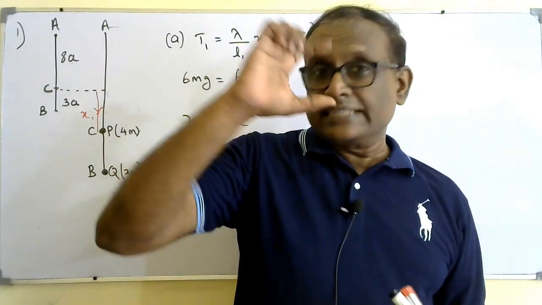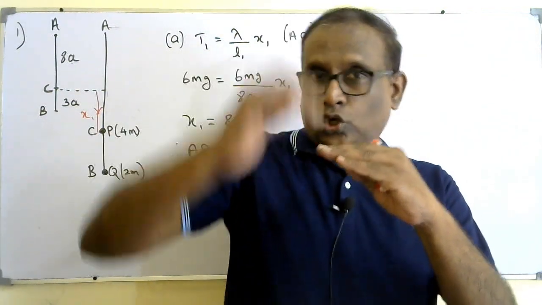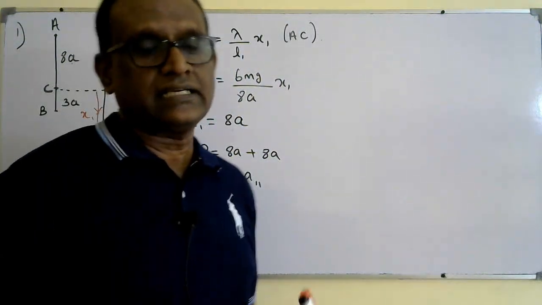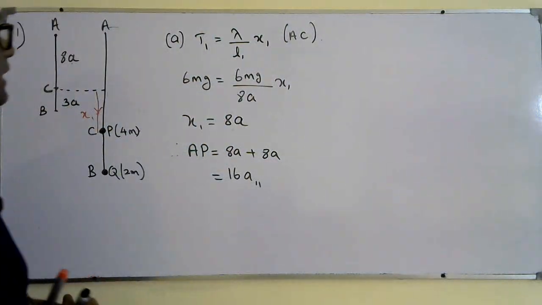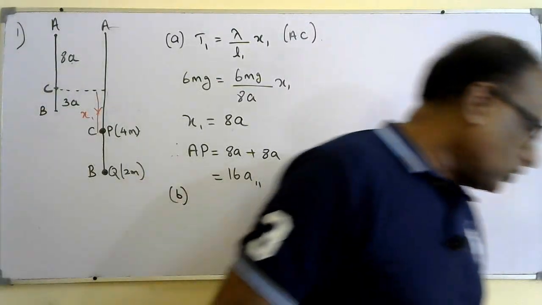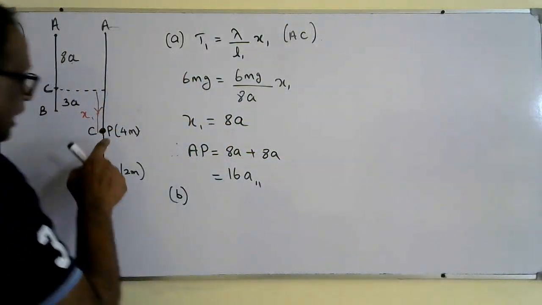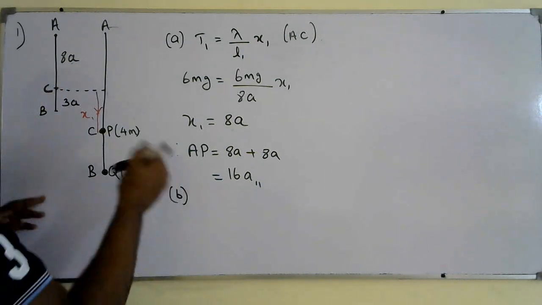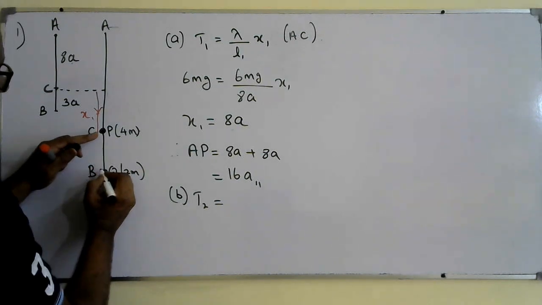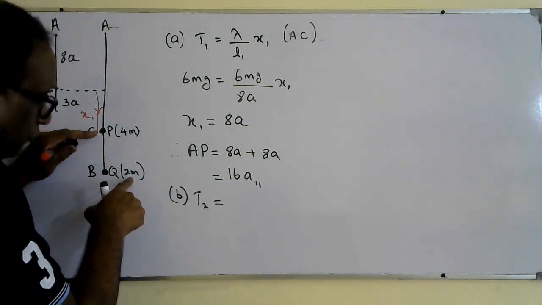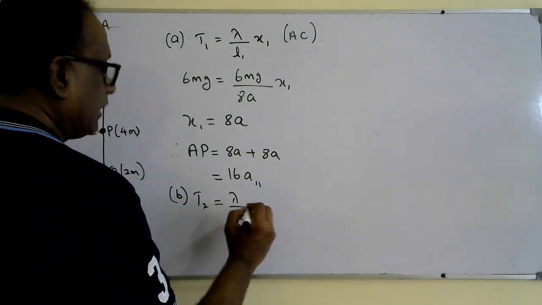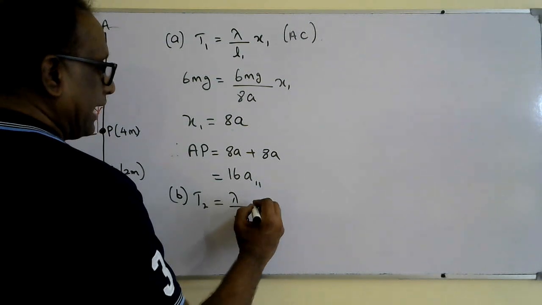Remember that the tension acting in a portion is equal to the total weight or total mass attached below that. That causes the tension in the upper portion. Now the second part, part B, they have to find the length of PQ. Length of PQ means P to Q, the length of this portion. So for that, I am going to write for CP. Again, T2, the tension acting in that portion, is only due to the weight or mass attached below C. So that is T2 equal to lambda over L2 into x2.